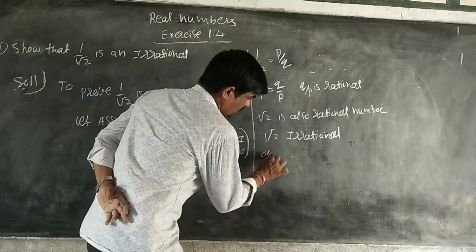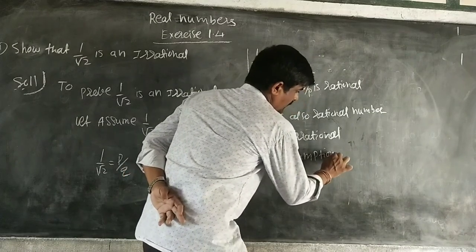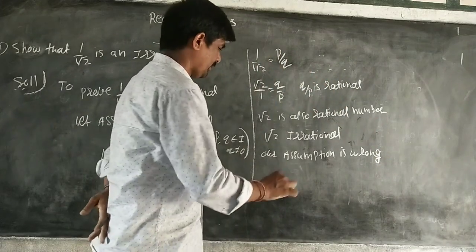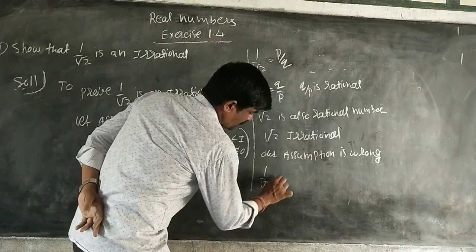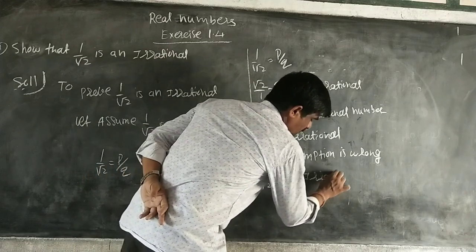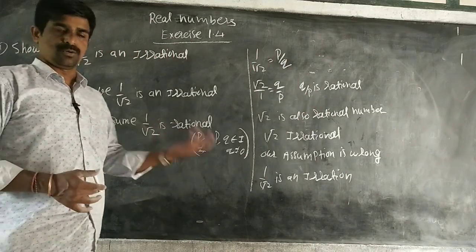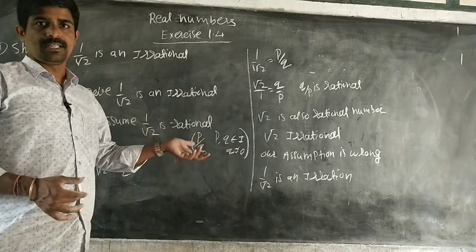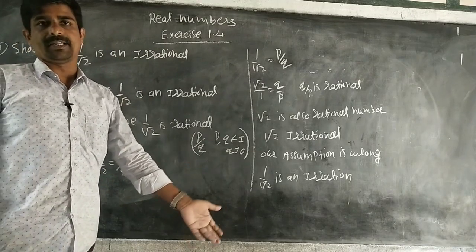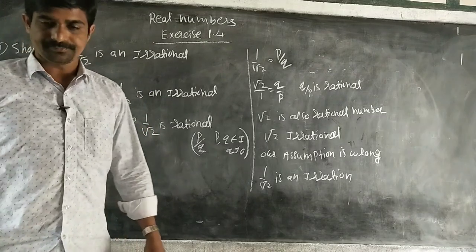Therefore, clearly write: our assumption is wrong. Therefore, 1 by root 2 is an irrational number. So this exercise totally depends upon contradiction only. Whatever is asked, we go the opposite way, then we get some mathematics rule wrong, and again we come back. Okay? Copy it.